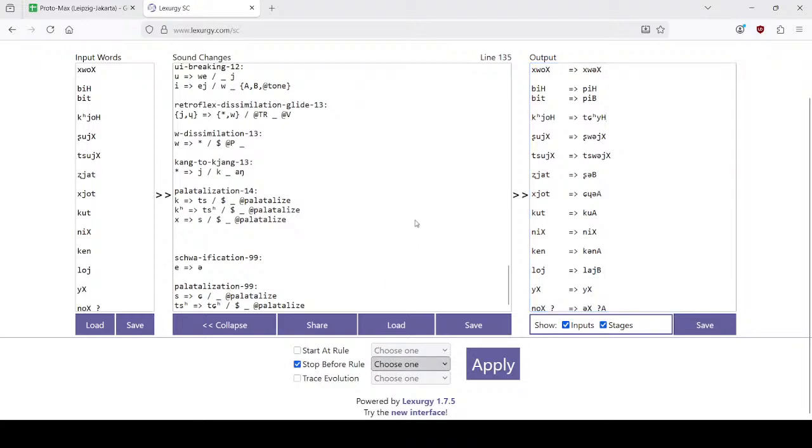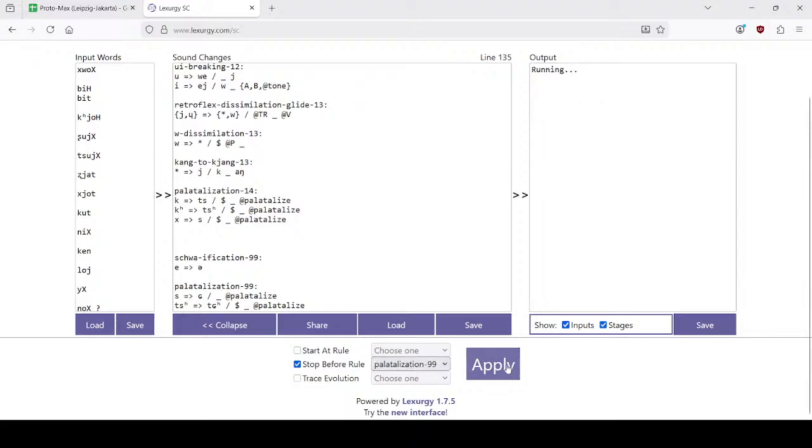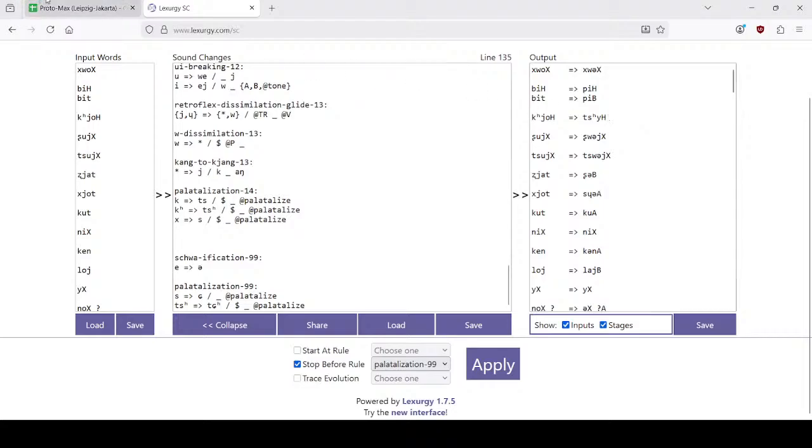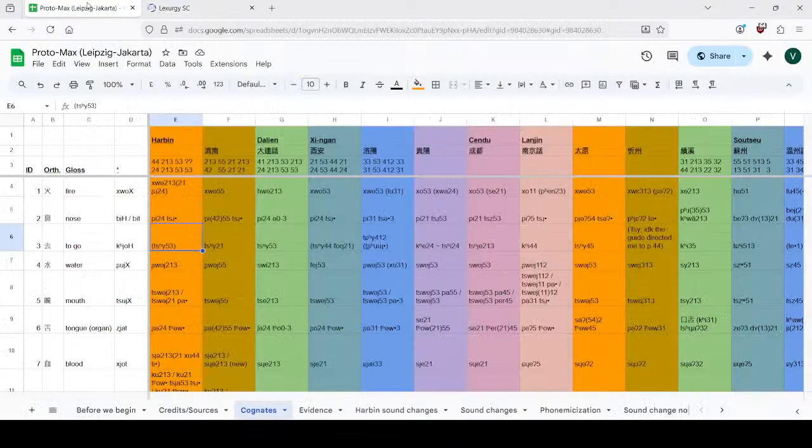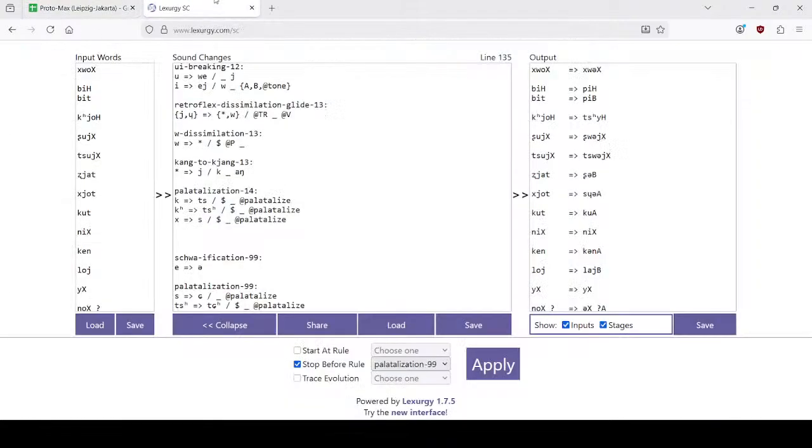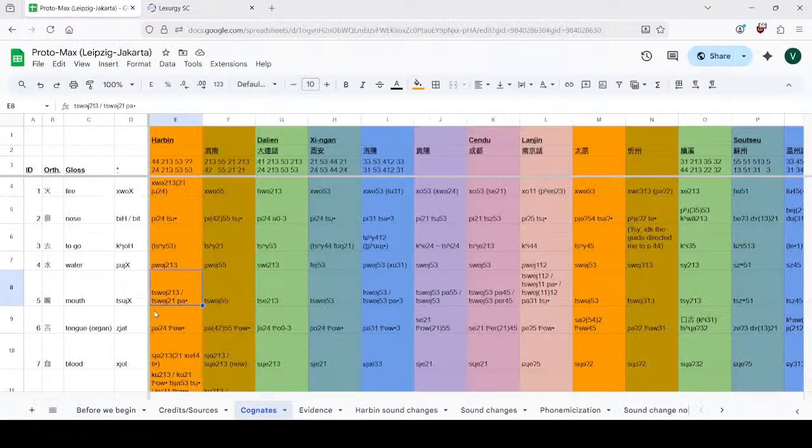Actually, let's stop before schwaification. No, not schwaification, before palatalization, because schwaification is technically the way I'd represent these. Shoot, okay. Excuse me. There was a sneeze that was trying to come out, but it didn't. Annoying. Okay, 嘴 is correct, I think.